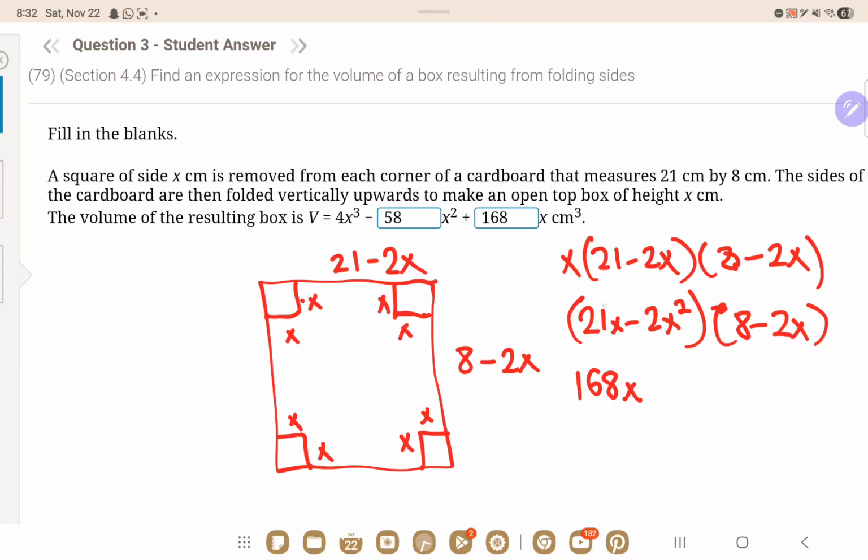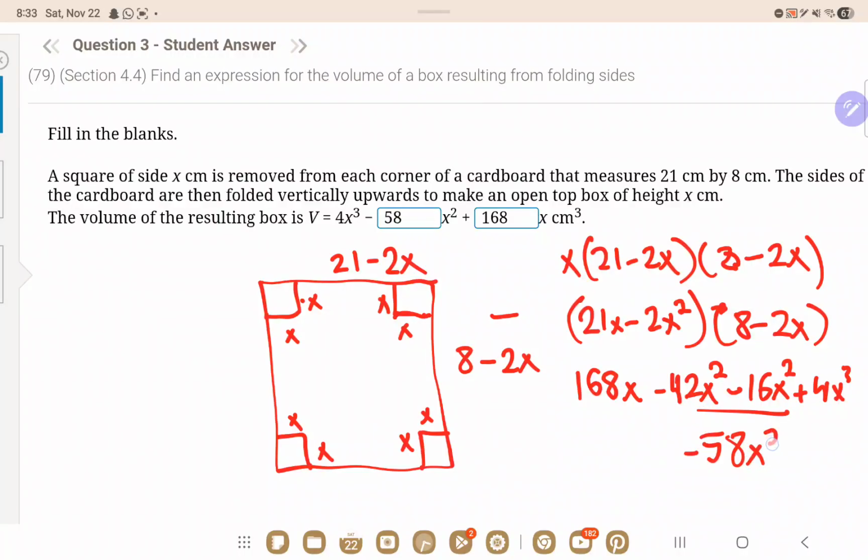x. Then minus 42x. Minus 16x squared. Oh, this is x squared also because it's 21x times negative 2x. And here would be 16x squared. And here would be positive 4x cubed. So now these, you just combine them. They make 58.